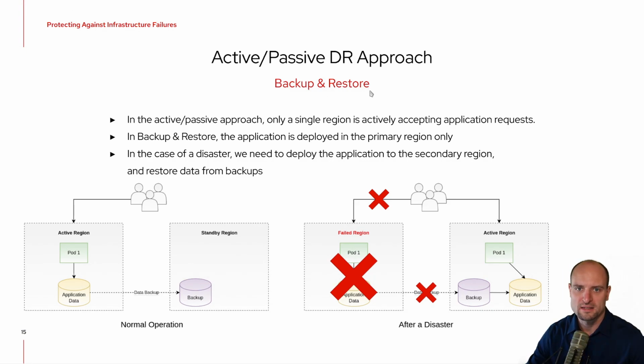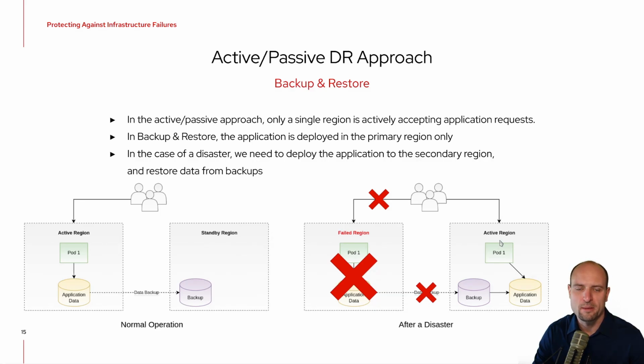The first active-passive approach I will discuss is the backup and restore approach. As with all active-passive approaches, the application traffic is routed to a single region. In the case of a backup and restore, the application is deployed into a single region only. And then application backups are created periodically in the standby region. In the case of a disaster in the primary region, we will need to restore our application data from the backup in the secondary region. And after that, we can deploy our application and start it. And as a last step of the recovery, we can promote the secondary region into an active region by rerouting the traffic into this secondary region.